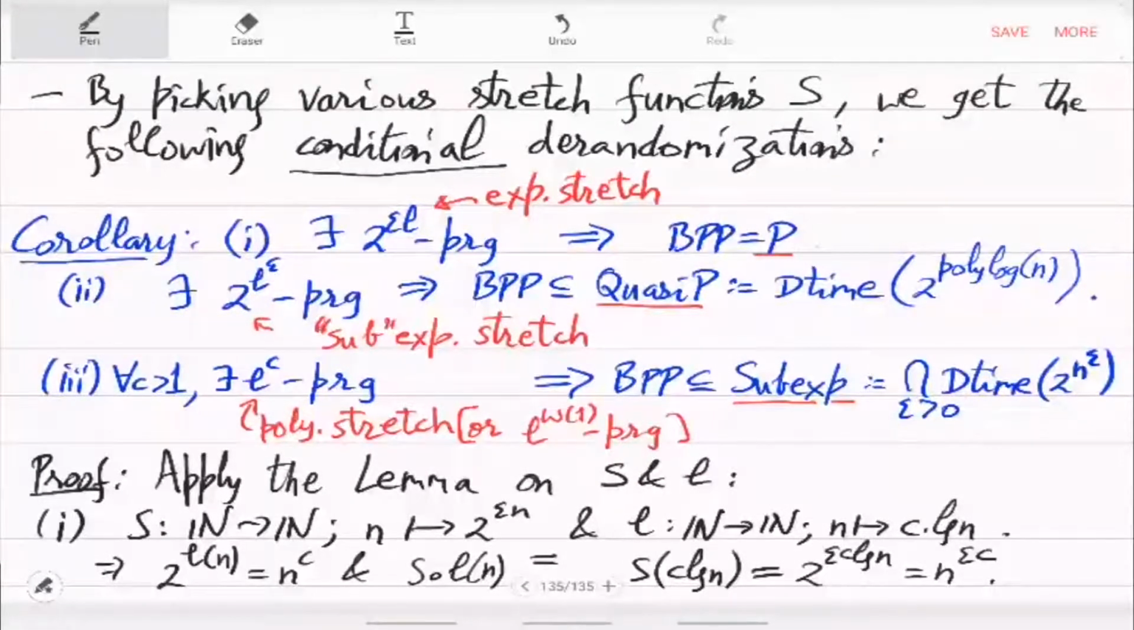So in the lemma statement, BP time n to the epsilon C is being put in D time n to the C times the same thing, n to the epsilon C. Okay, and the assumption was that there is an SPRG. So that stretch function immediately gives you the BP time D time connection, and the same thing you do for other items 2 and 3.